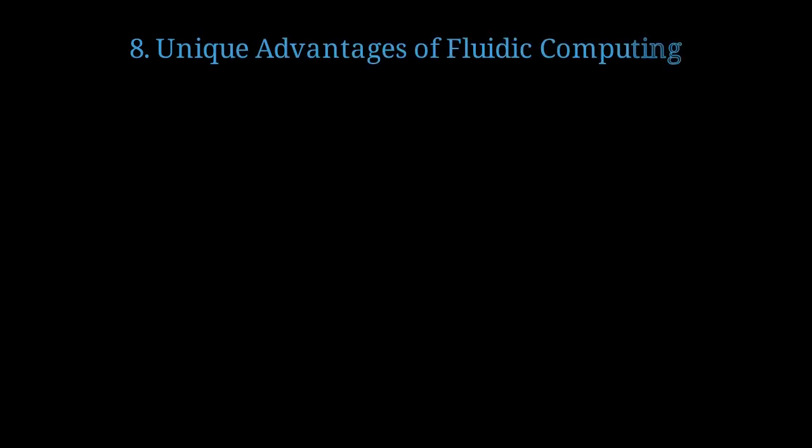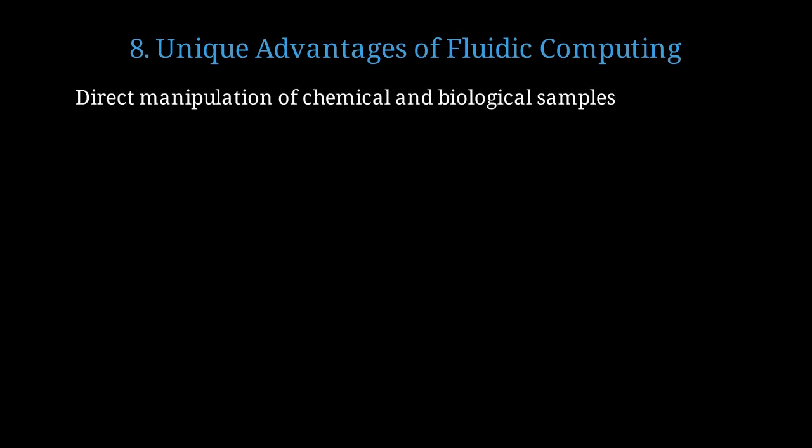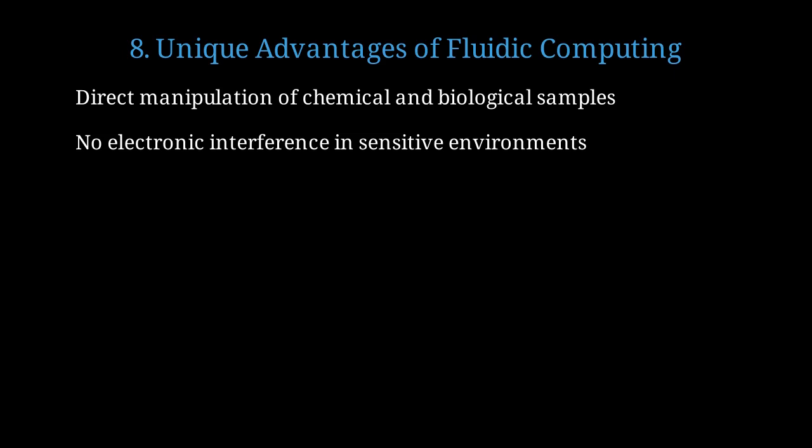Fluidic computing has several unique advantages that electronic systems cannot match. Fluidic computers can directly manipulate chemical and biological samples, performing computation and chemistry simultaneously. They produce no electronic interference, making them ideal for use in explosive environments or near-sensitive equipment. Thousands of droplets can be processed in parallel across a single chip, compensating for slower individual operation speed.